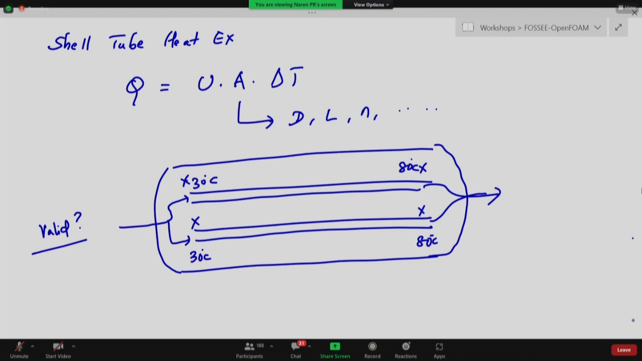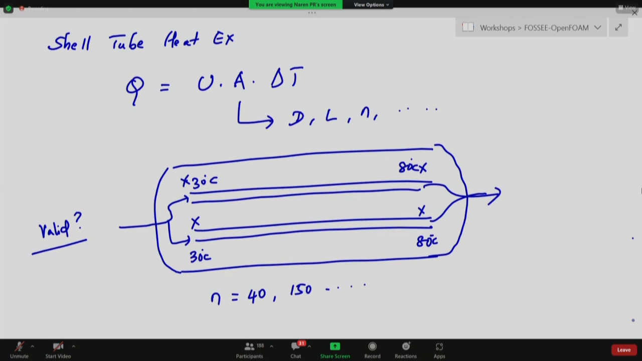But is this assumption valid? I'm not questioning the method, but can you assume this if I take the number of tubes to be 40? If I have 150 tubes, and so on and so forth, will you still think that this is going to be the same? Probably now you will start thinking, no, there might be some variation.